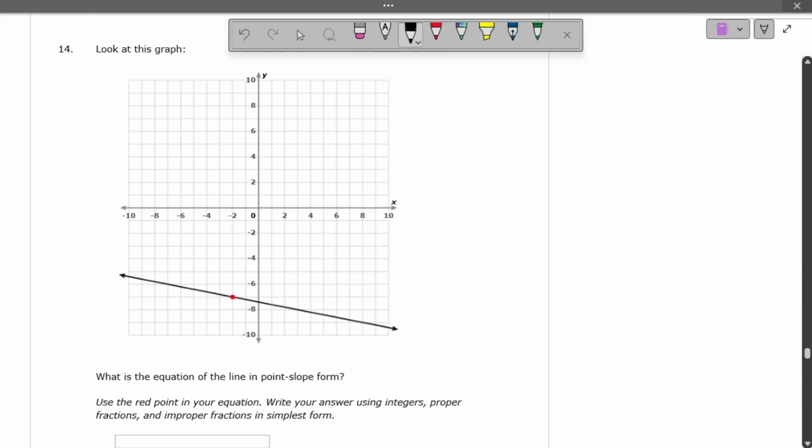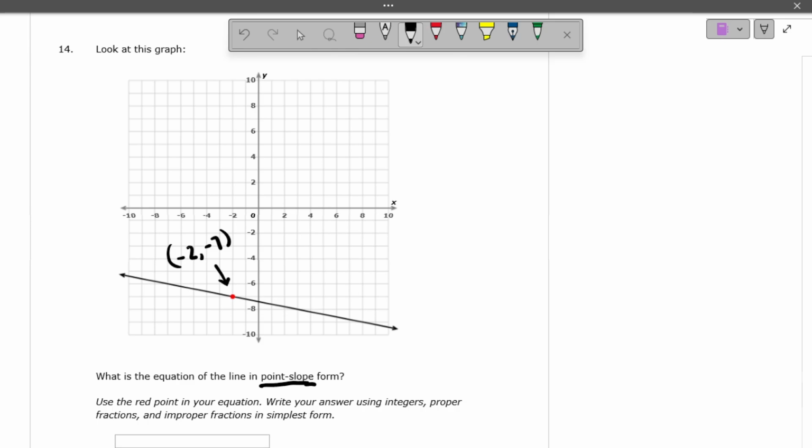14. Asking the same thing. What is the equation of this line that is shown in point slope form? So identifying our point once again, it looks like this is negative 2, negative 7. So negative 2, comma, negative 7. Just a reminder, this is always x, comma, y. All right, that's the format that we're using for our points.